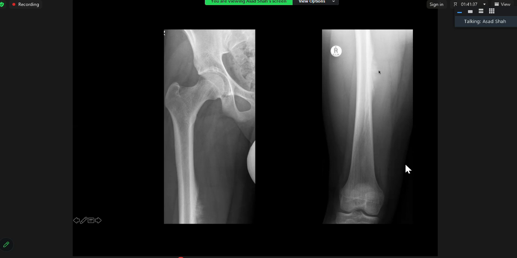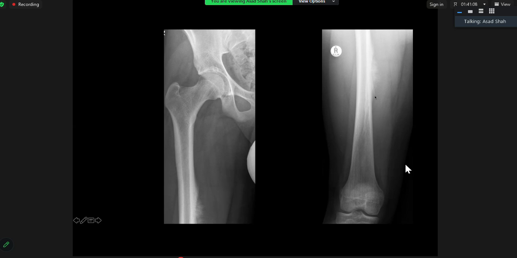Saucerization. Yes, exactly. Excellent. This is called saucerization, or you can say scalloping. And if you see on this image, obviously there is some sclerosis here, but that could be just a nutrient artery or something. But in this region, the endosteum looks quite clean. Obviously the X-ray is limited, but still, looking at this, it looks like the intramedullary segment of the bone is okay.